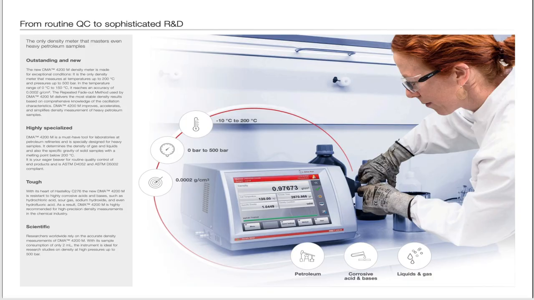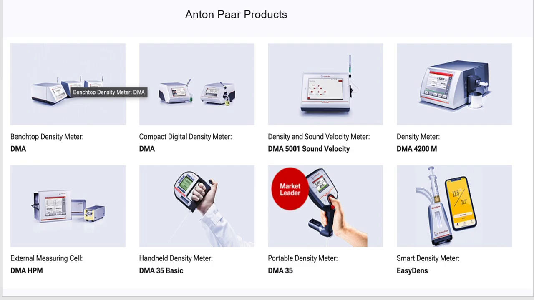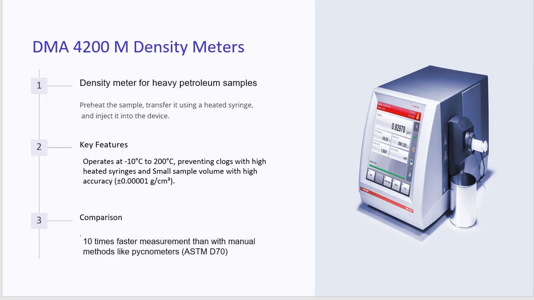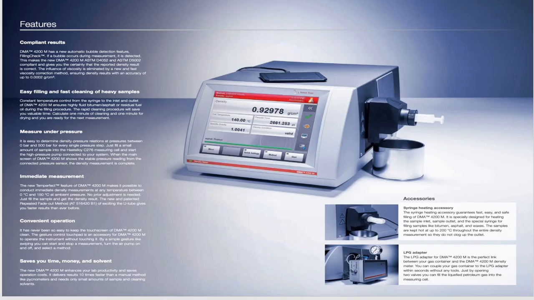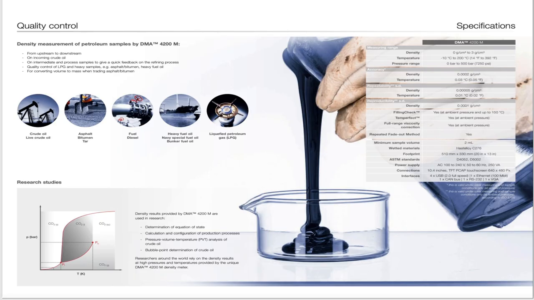I actually took this referral from this company, whatever I said about that Anton Paar product. This is a referral which says something about this density meter, the DMA 4200M. Here we have written some features like fast result, easy filling, measure under pressure, immediate measurement, convenient operation, save your time, money, and solvent. Here we also talk about quality control.